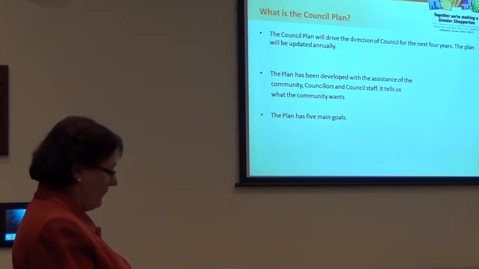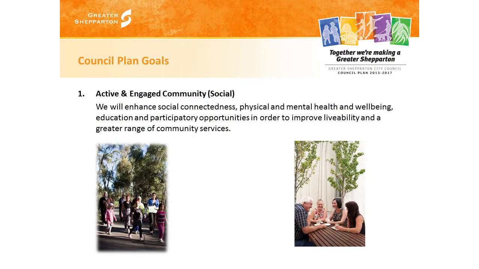The plan has 5 main goals, but within that, some really, really important concepts. What we want to do is enhance social connectedness, physical and mental health and well-being, education, participatory opportunities in order to improve livability and have a greater range of community services. So that's what you actually will see in our plan. That's what we try to do. But if you think about it yourself, there's thousands of things that can be done within that.